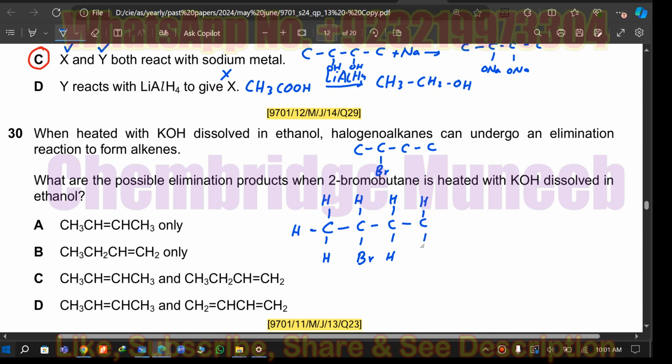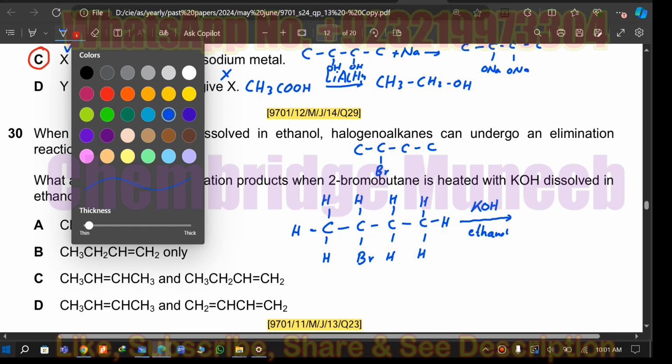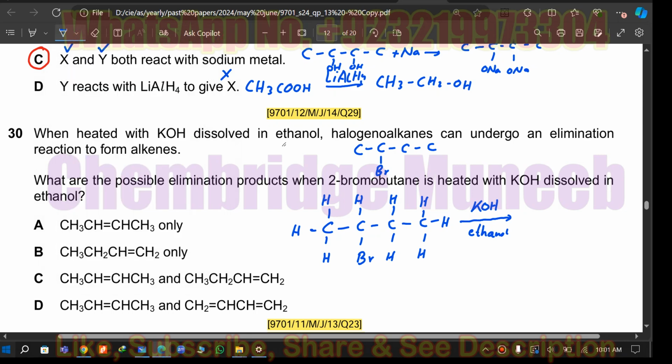Okay, here is the full displayed form of this structure. When it reacts with KOH in the presence of ethanol, an elimination reaction will occur. What kind of elimination will be there? There will be two eliminations. We should know that when this elimination occurs, minus HBr will be eliminated here. But this HBr can come from two different positions.